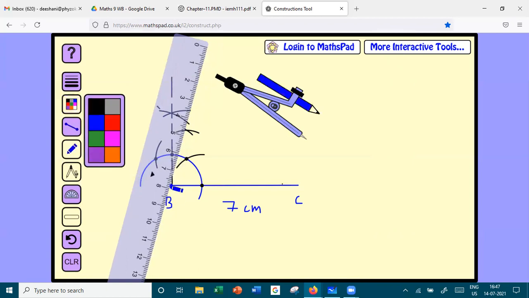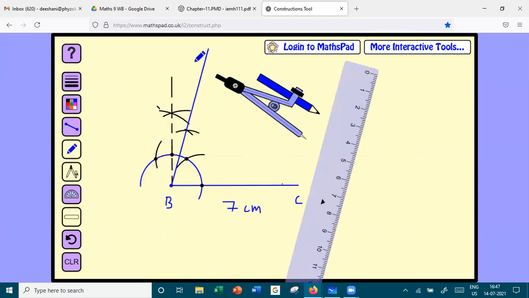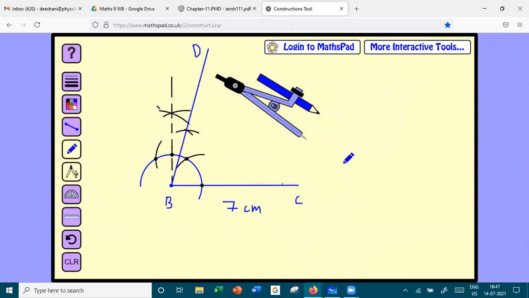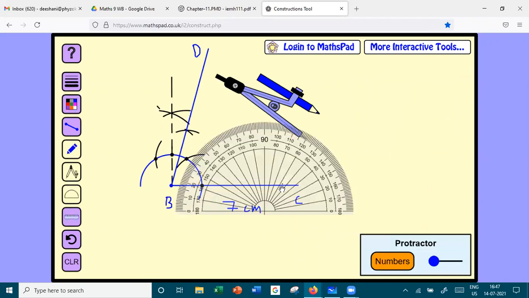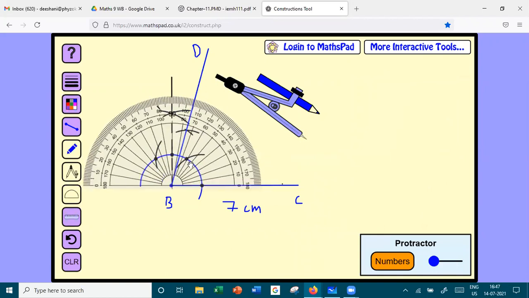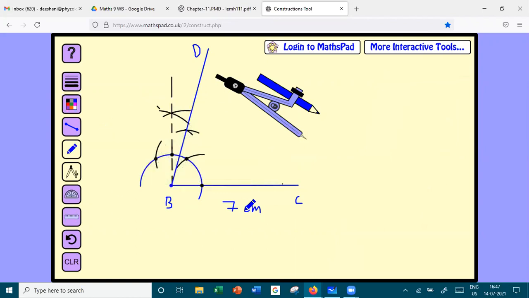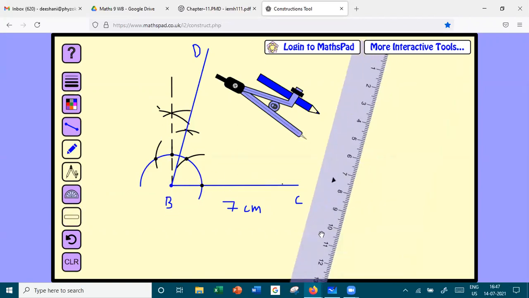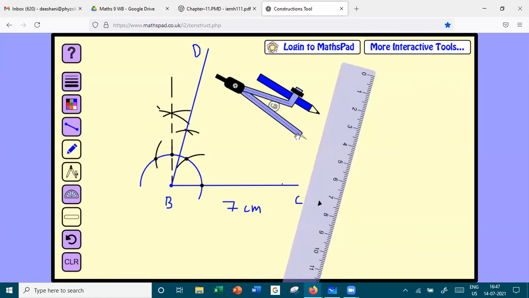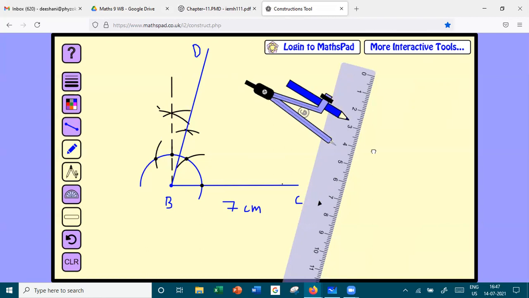Anybody completed? Ma'am, nearly there. No, ma'am. Okay, no worries. I'll wait. Take your time. Oh, it is 13. Okay. I won't be able to draw it here. Sad.